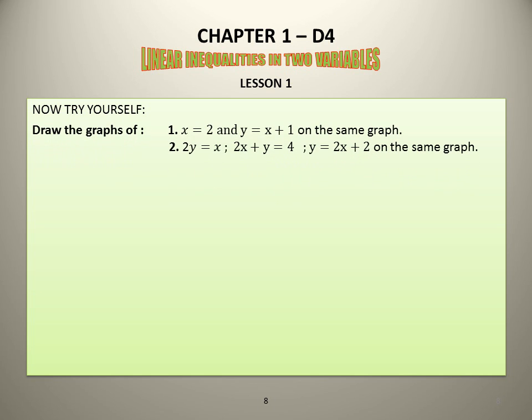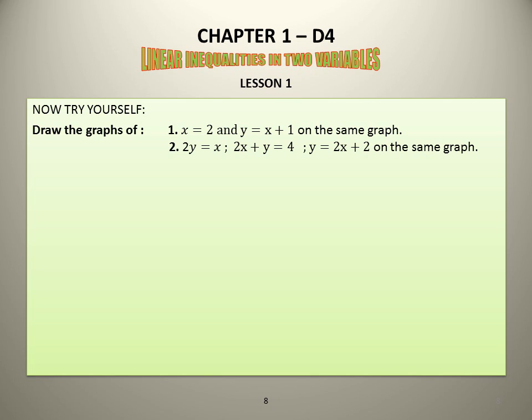In question number 1 there are two equations to draw on the same graph. x is equal to 2. Look, in this equation there is only one variable. We have studied in chapter number 6 that if there is one variable, the equation is either vertical or horizontal. If the variable is x only, then that line is a vertical line. If the variable is y only, then that is a horizontal line. All others are non-vertical lines. So draw this equation and this equation on the same graph paper.